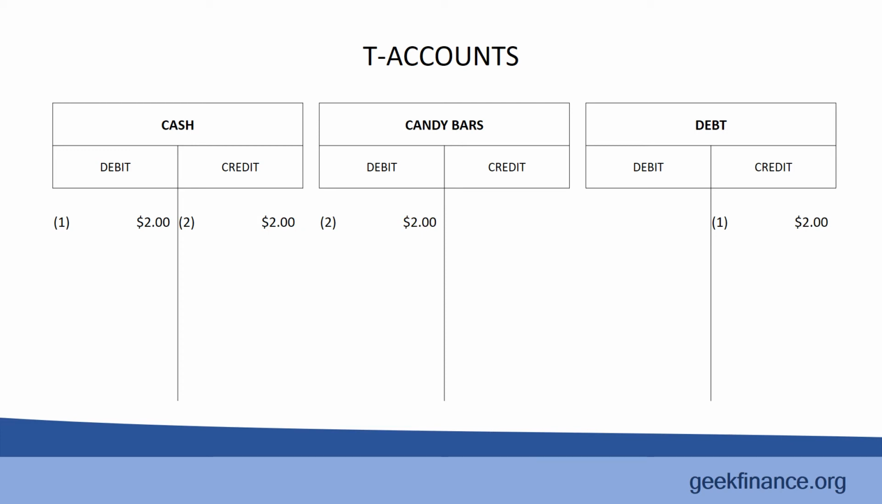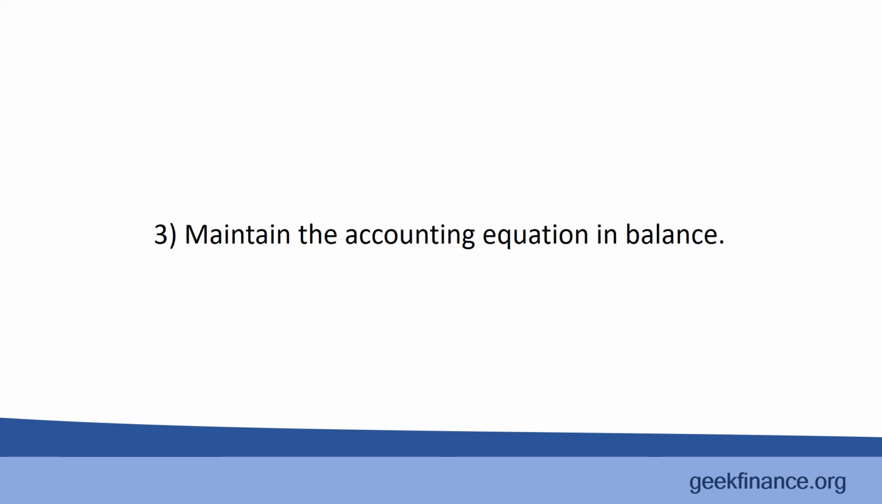The same will happen for our second transaction. We have a $2 decline in cash. Since the cash is an asset account, we're going to record it on the credit side this time. We also have a $2 increment in candy bars. Since these are an asset, we're going to record it as a debit for $2. Again, notice how all the debits and the credits are in balance.